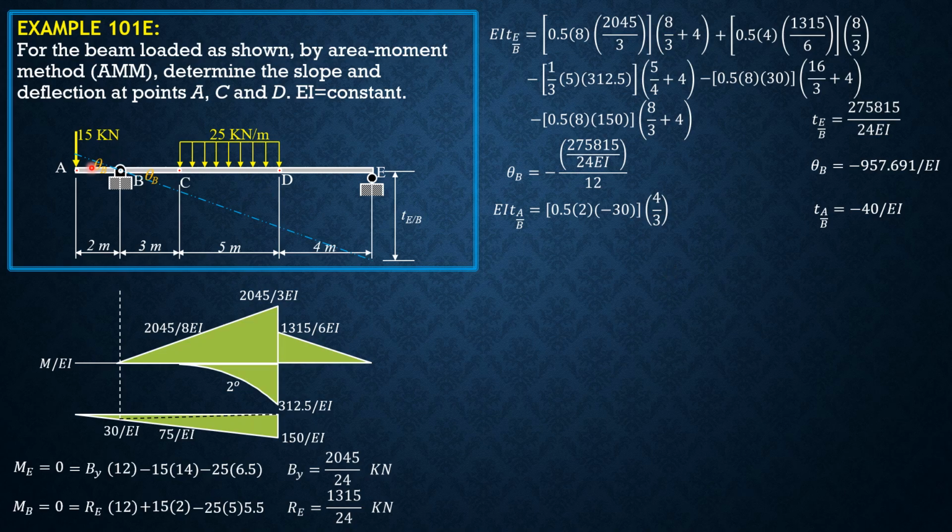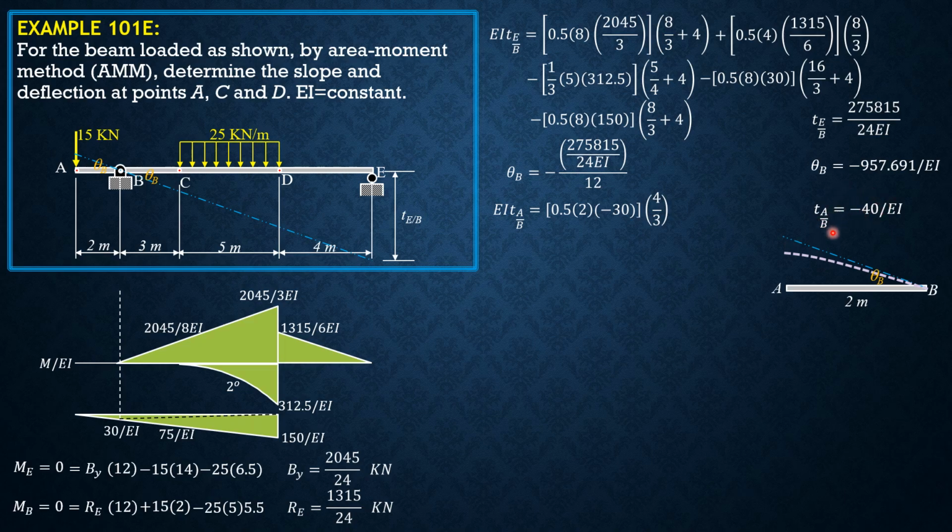So let's enlarge this, magnify this portion so that we can analyze it well. So this is the tangent at B, this tangent here. This is the expected elastic curve, because point A on the elastic curve should be below the reference tangent, because it is negative.